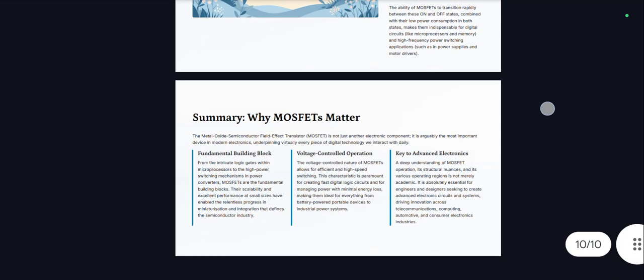Then the summary or the final thoughts. To sum up, MOSFETs are the foundation of modern electronics. They are efficient, fast, and scalable. Understanding their operation helps us understand how real circuits work.